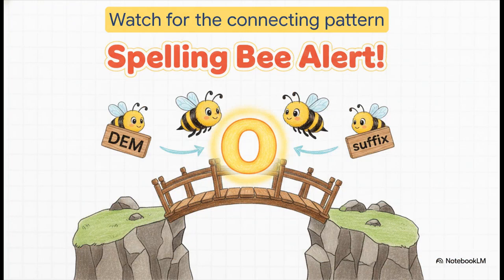Which brings us to a massive spelling bee alert. If you want to spell like a champion, watch for that connecting letter O. In words like demagogue and demographic, it's not just DEM slapped onto a suffix. You often need that connecting O to bridge the Greek root to the rest of the word. So, color code that O in your brain right now. It's going to save you when you're up on stage.